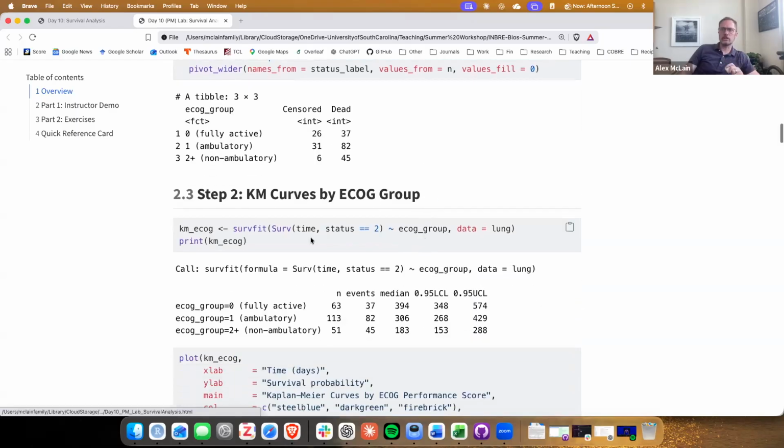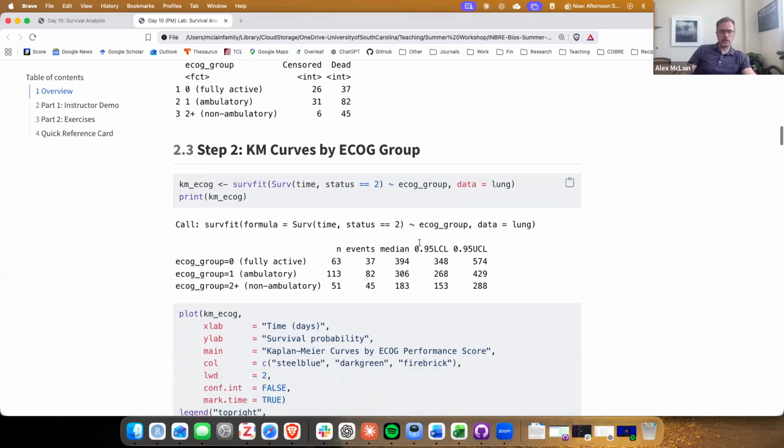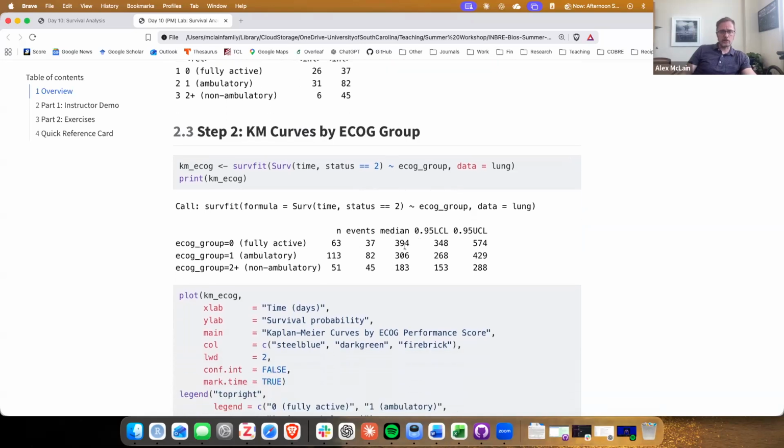Another thing I wanted to mention is that the Kaplan-Meiers we did in the morning, we did them by sex. We can also do these by this grouping variable here, where we have 3 different groups. You don't need to change anything in the code to do that. So that's really nice. So we have our 3 groups here.